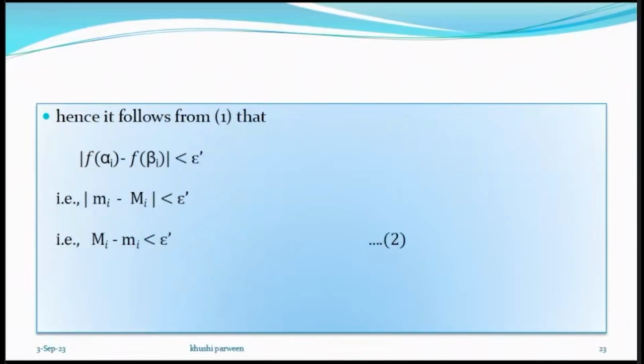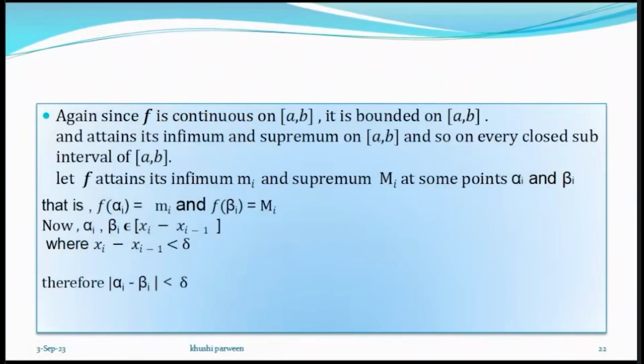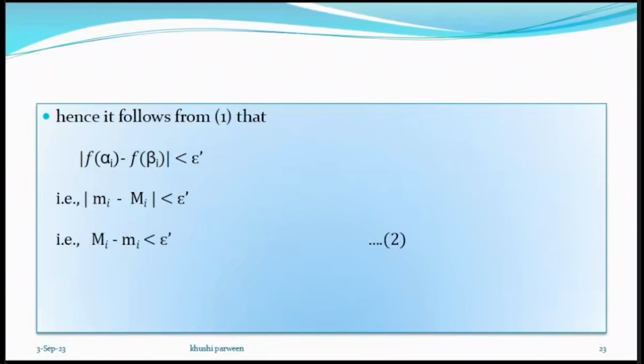Now, hence it follows from 1. So it follows from 1 that f of alpha I minus f of beta I is less than epsilon dash. That is, mod of small mi minus capital Mi is less than epsilon dash, infimum minus supremum. As we can replace the mod, we write it as capital Mi minus small mi less than epsilon dash. We'll use this.